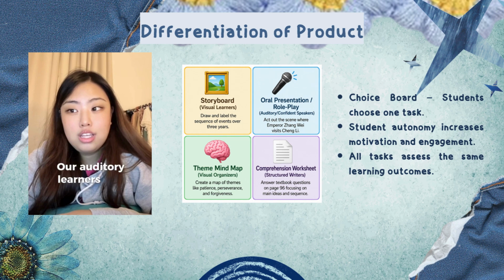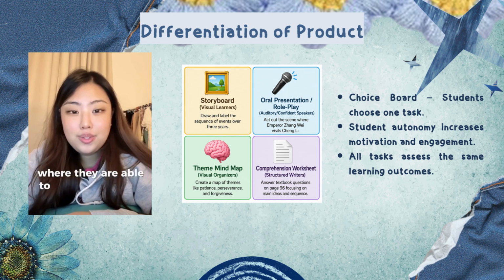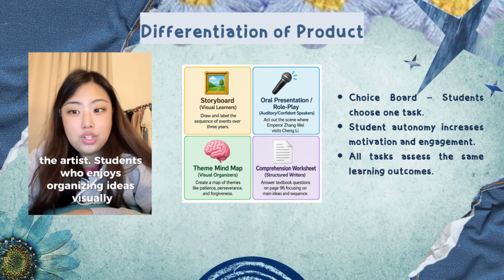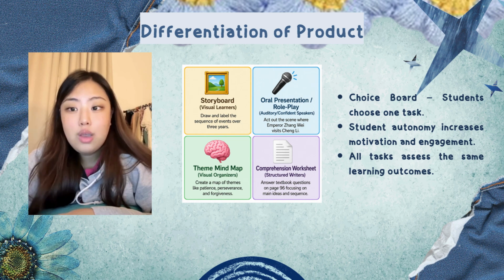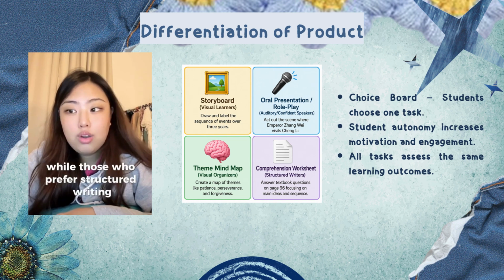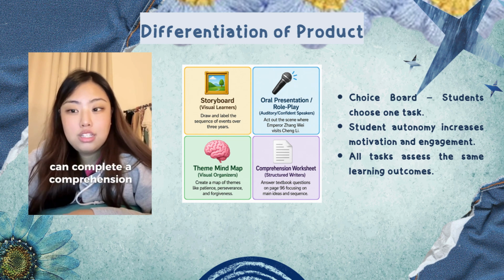Our auditory learners and confident speakers might choose a role play or oral presentation where they act out the scene where Emperor Zhang Wei visits the artist. Students who enjoy organizing ideas visually can create a team mind map focusing on values like patience and forgiveness, while those who prefer structured writing can complete a comprehension worksheet based on the text.